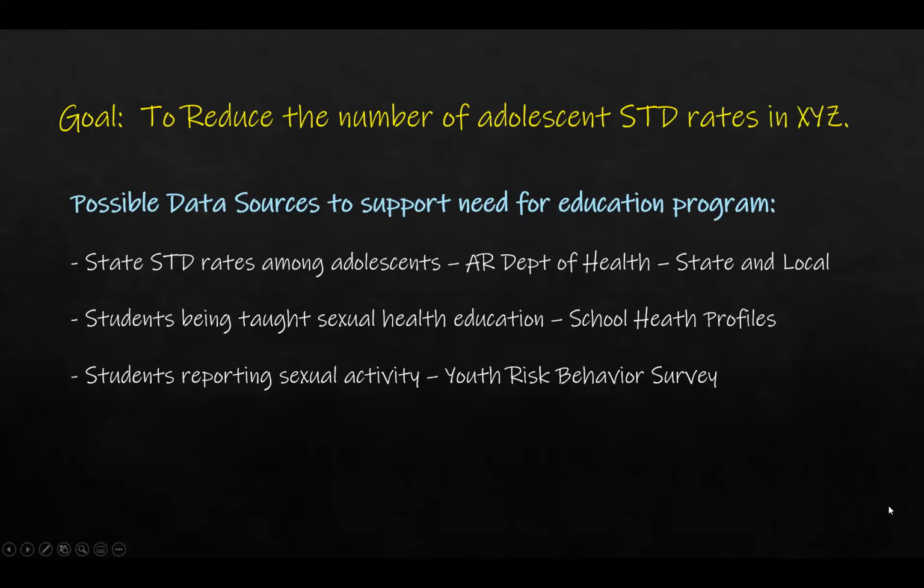So I've got a couple of examples to look at. Earlier in the series, we had the goal for the reduction of adolescent STD rates in XYZ. So here are possible data sources that could be included in the application. STD rates among adolescents can be found at the Department of Health, and at state and local level. You can probably find some data at the national level too. And that would show high rates of STDs, which would show a need.